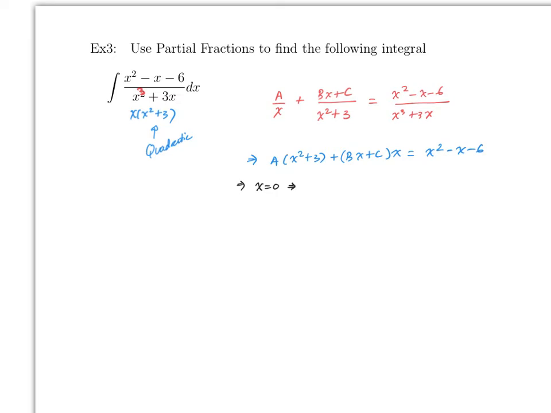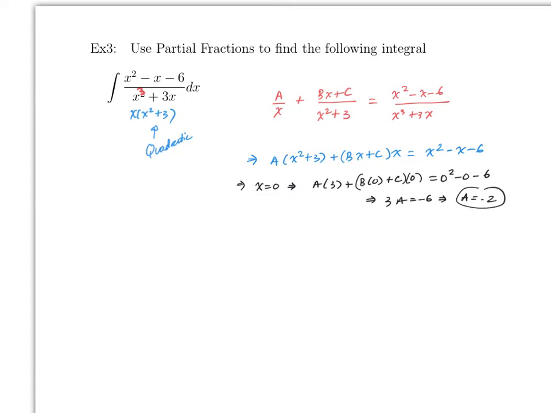If x is 0, this will be A times 3. And then this will be B times 0 plus C times 0. And then this will be 0 squared minus 0 minus 6. So that means 3A equals minus 6, or A equals negative 2. Okay?